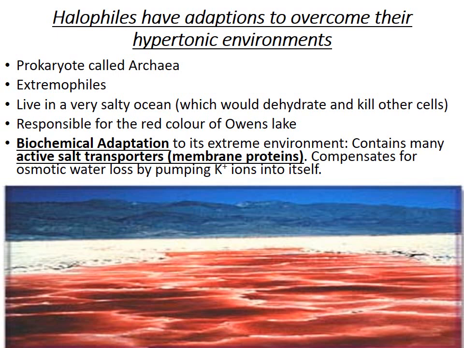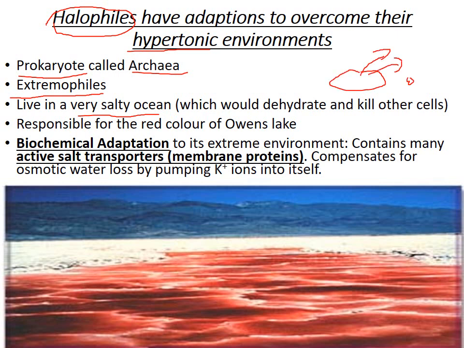Speaking of extremophiles, let's take a look at a halophile. A halophile is an extremophile that actually likes salty environments. It has adaptations that allow it to survive in the hypertonic environment. So this halophile is a prokaryote, so we know it has a cell wall. It's an archaea specifically. It's an extremophile. It lives in these very extreme salty conditions, so maybe very salty oceans, that would normally dehydrate other cells. So normally if you're in these salty conditions, water will leave you like crazy and then you'll shrivel up or you'll plasmolyze. But these halophiles have some biochemical adaptations that allow them to survive in the environment.